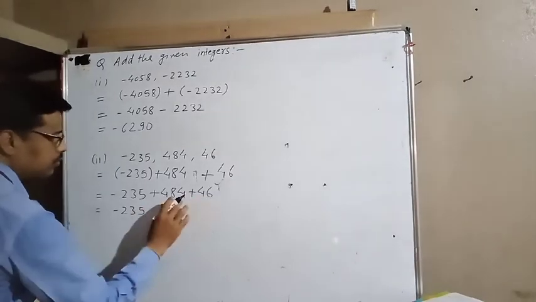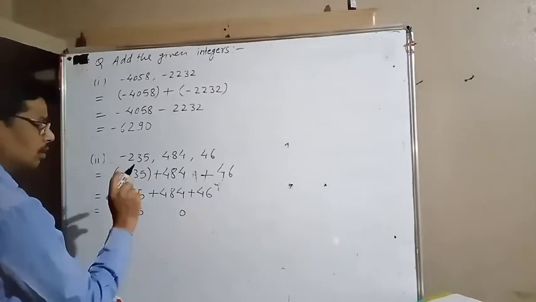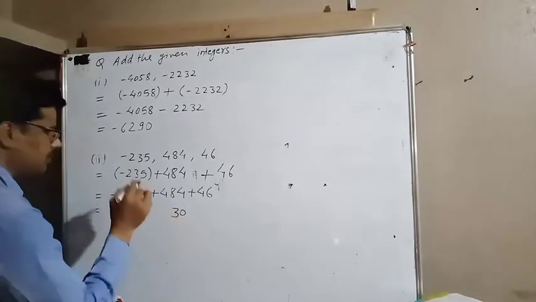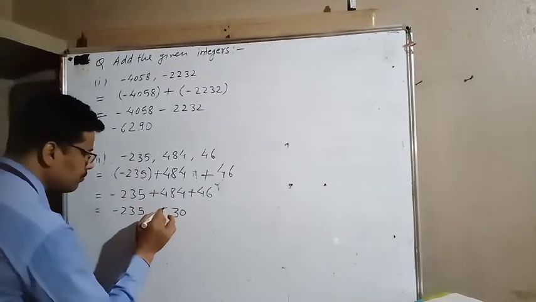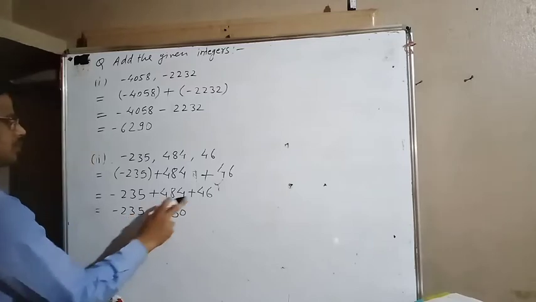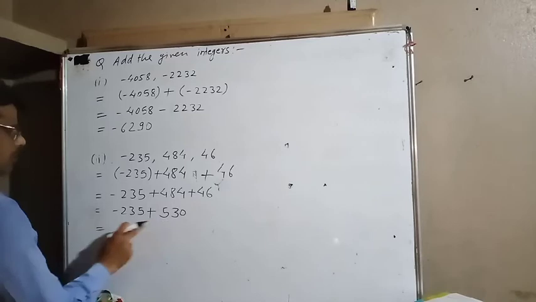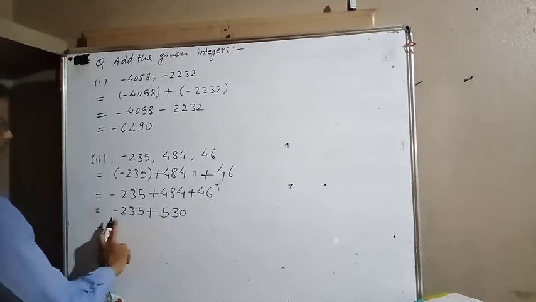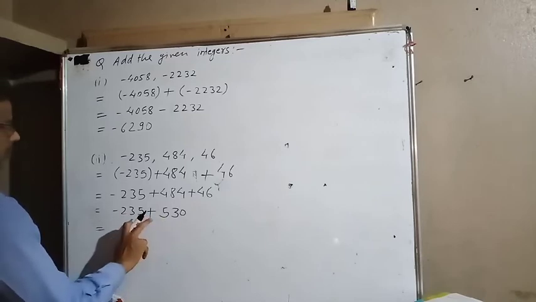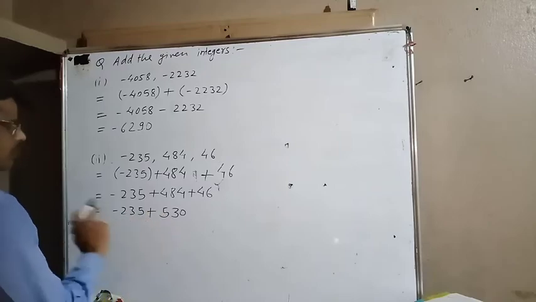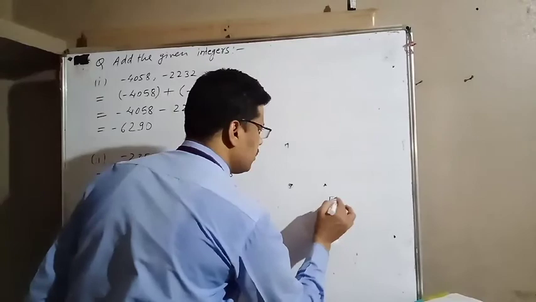If you add them, 4, 6, 10, carry 1, 4, 8, 12, 1, 13, carry 1, 4, 1, 5, so 530. Which sign do you have to place here? Their common sign is positive, so we have to put positive. Now, here these two integers have opposite signs, negative and positive. If two integers have opposite signs, we will subtract. If you subtract, let's see what we get here.